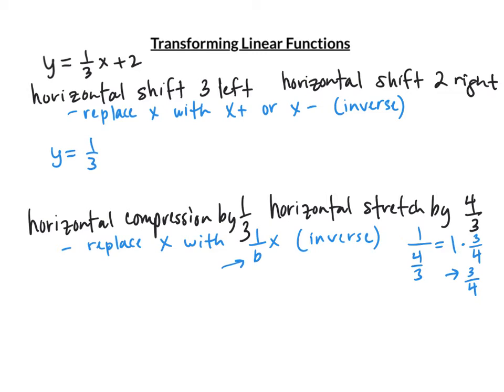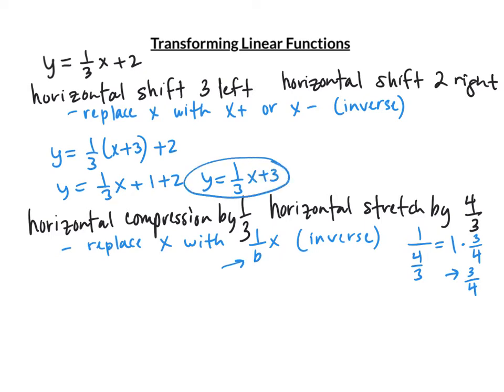Now think of the x-axis. 3 to the left, normally you would think -3, but it's the inverse. So x gets replaced with x plus 3, plus 2. And this simplifies to y equals 1/3 x plus 1/3 times 3 is 1, plus 2, which becomes y equals 1/3 x plus 3. Now you may have ugly fractions here, in which case you may want to use a calculator.